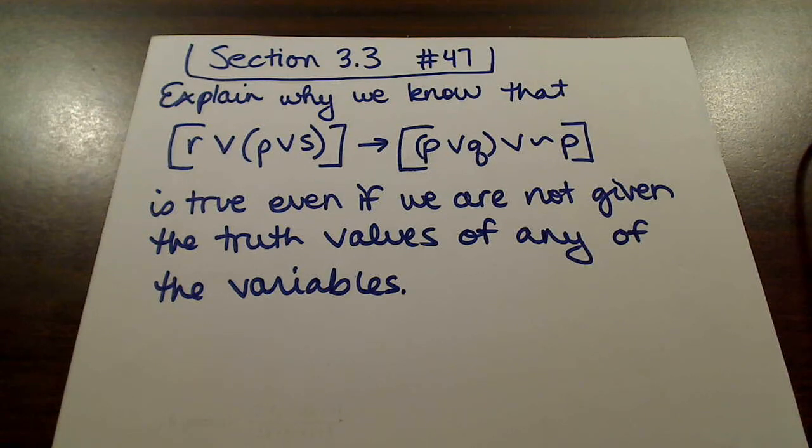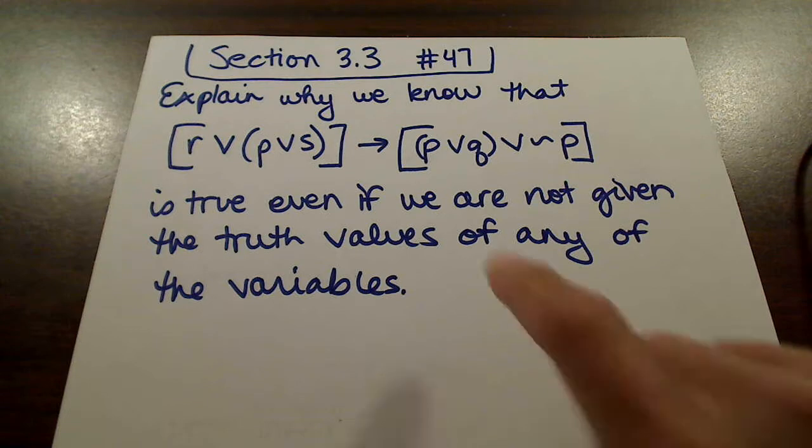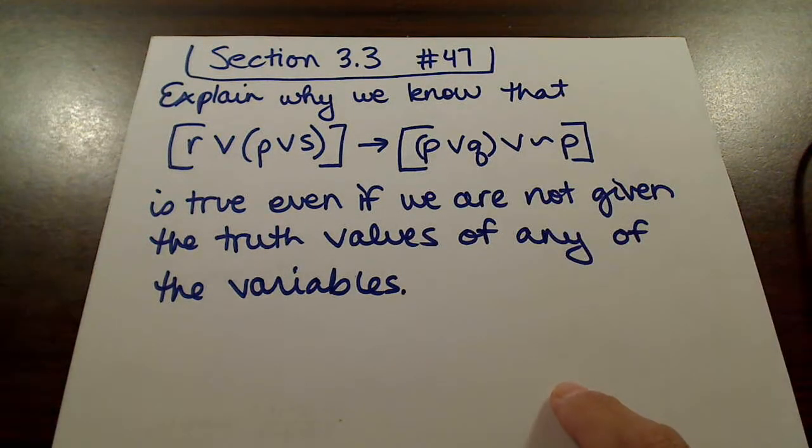All right, this is problem number 47 from the hard copy of the book in section 3.3. And the problem is asking us why we know that this expression right here is true, even if we are not given the truth values of any of the variables. Okay, so we have to do a little bit of analysis here to figure out why this is actually true.